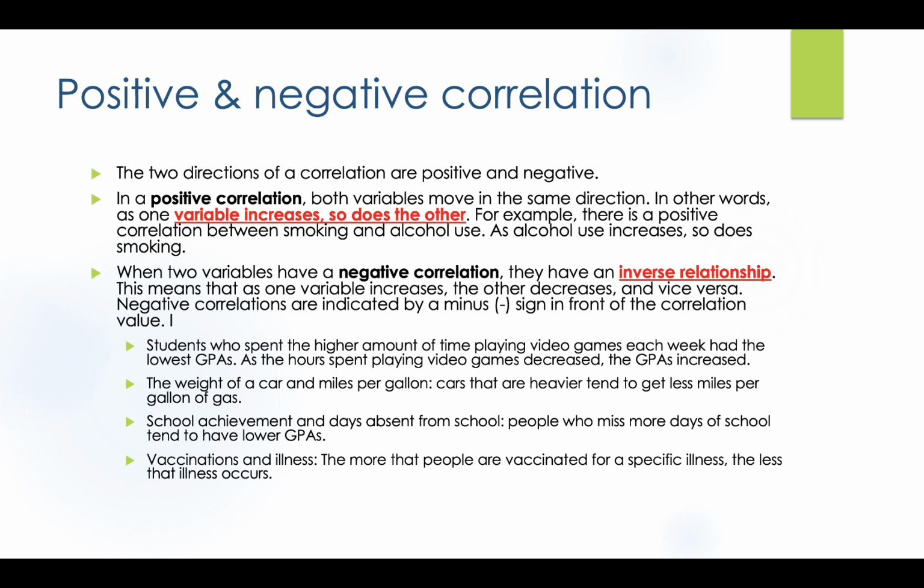All right, so when you have two variables that have a negative correlation, it's an inverse, meaning that as one increases, the other decreases and vice versa. So let's look at what this might mean. Students who spend a higher amount of time playing video games each week have the lowest GPAs. As the hours spent playing video games decreased, the GPA increased. So you get that? So it's an inverse relationship, meaning that the fewer hours you're spending on playing video games, the higher the GPA.